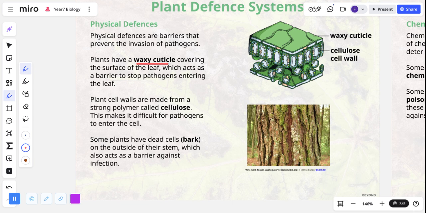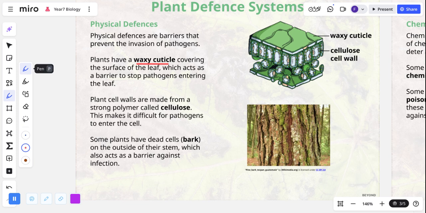And I hope this image reminds you, I don't expect you to remember all of it, of the things that we did in plant organs. So you have this waxy cuticle at the top. And you imagine viruses can't get through that waxy cuticle. So that's a physical barrier. All right. So that physical barrier stops the virus getting through.